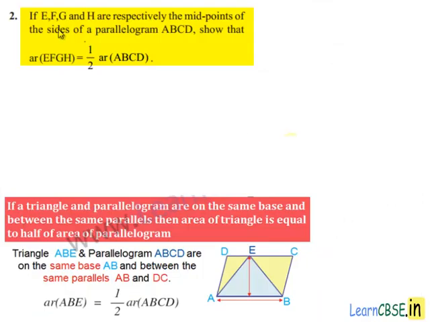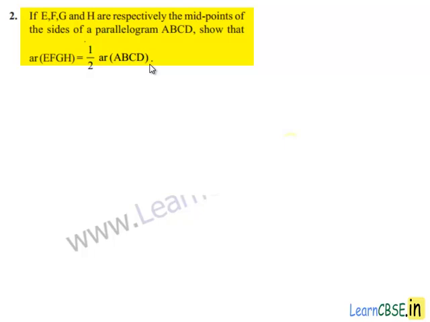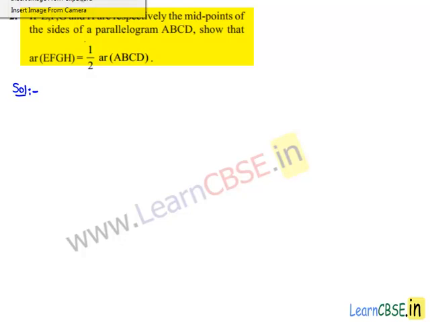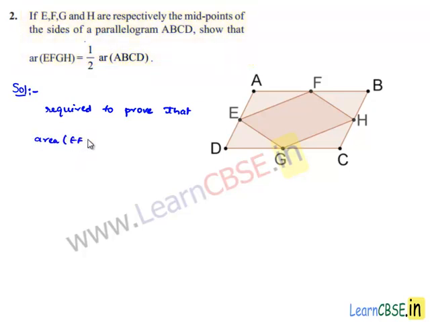Moving on to the second question. If E, F, G, H are respectively the midpoints of the sides of parallelogram ABCD, show that area of EFGH is equal to half of area of ABCD. Now moving on to the solution. Let us consider a parallelogram ABCD with midpoints E, F, G, H on the sides as shown in the figure. Now we are required to prove that area of EFGH is equal to half times area of ABCD.